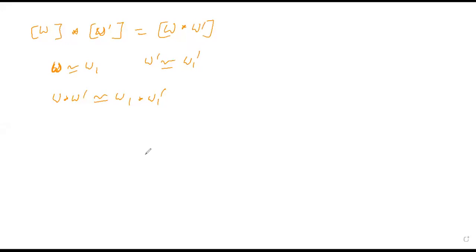Next, we will show that this product of path classes is associative, right? And also we will show that an identity exists.